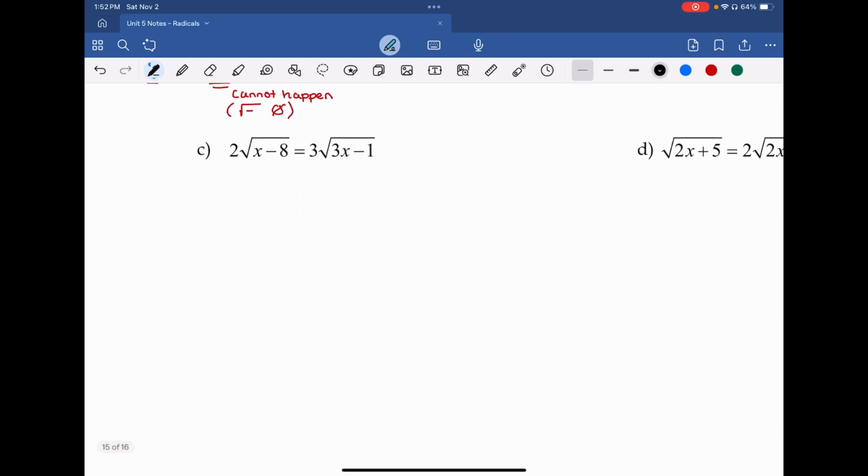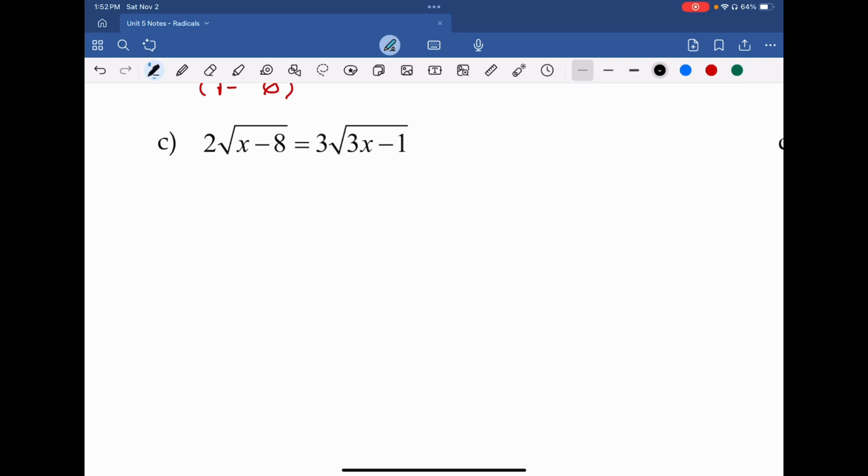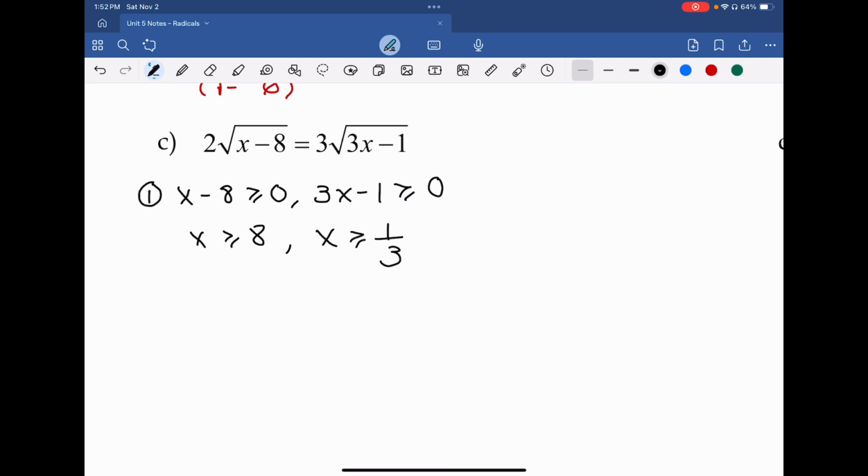Now, let's go down to part C. Now, part C is going to introduce where, again, we have 2 radicals, so we always want to start with establishing the restriction. So x minus 8 is greater than or equal to 0, and then 3x minus 1 must be greater than or equal to 0. For the first restriction, x is greater than or equal to 8. For my second restriction, x must be greater than or equal to 1 over 3. And I'm kind of skipping a step in there, but I hope you understand that.